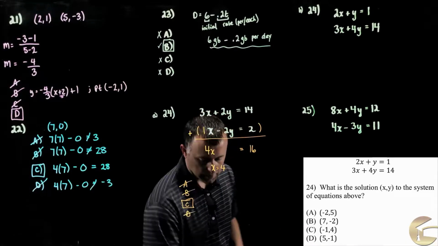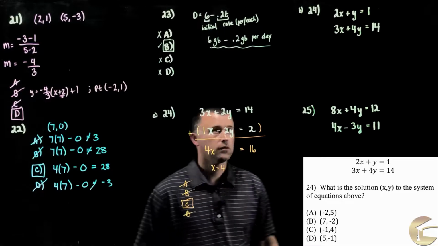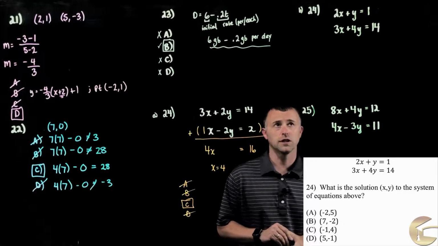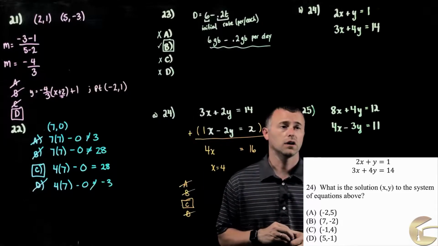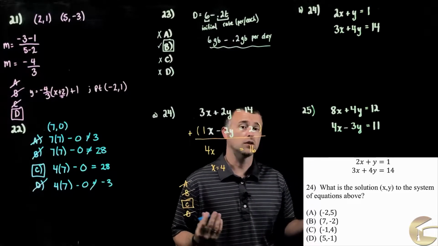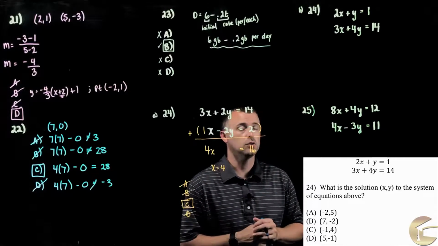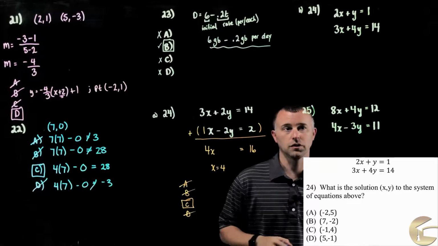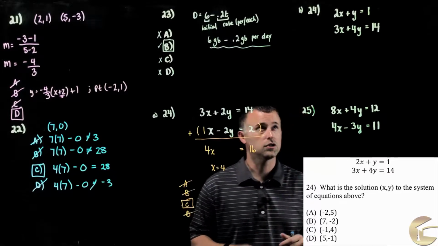24b, another straightforward solving problem. We have 2x plus y equals 1. We have 3x plus 4y equals 14. Neither one of these coefficients seem to match. What I am going to do on this one is I'm going to use a method called substitution to show you how you can do this. Again, elimination would work. I want to mix things up as I go through all these problems, so I'm going to use substitution this time.